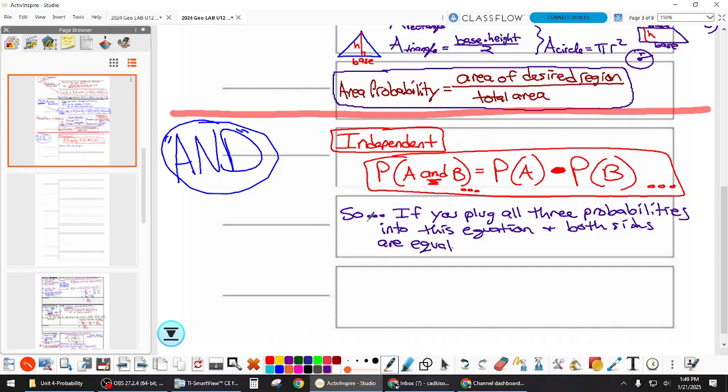So here's what we're writing. If you plug all three probabilities into this equation and both sides are equal, then what's the conclusion? If the equation is true, it is independent. What if it's false? Yeah, let's go ahead and write that too.